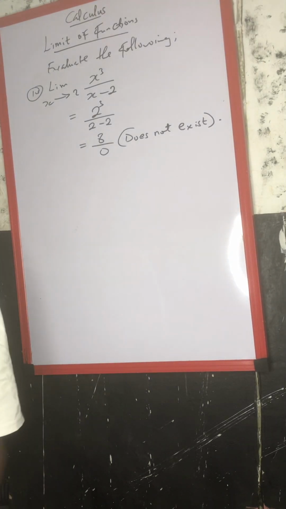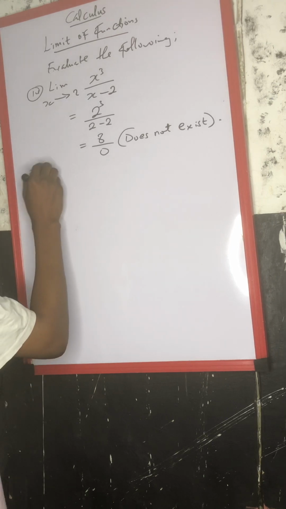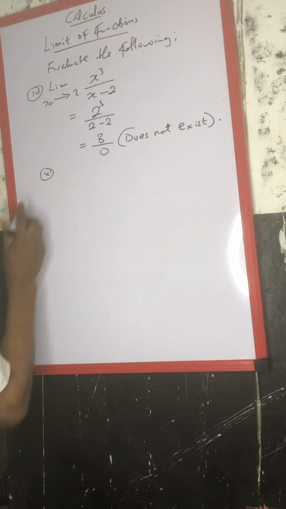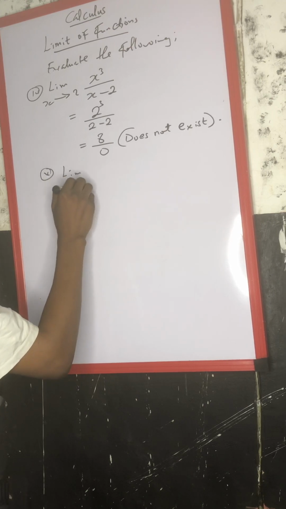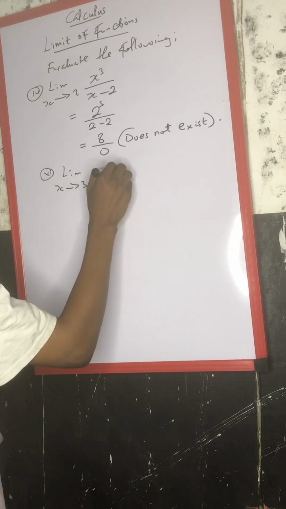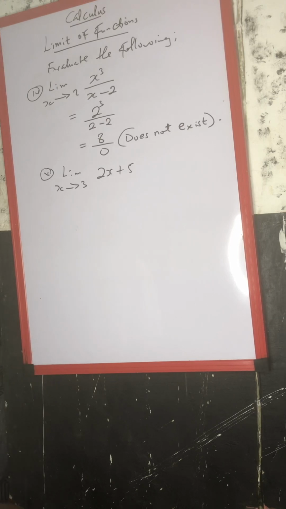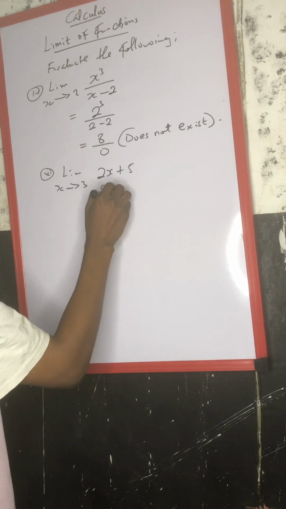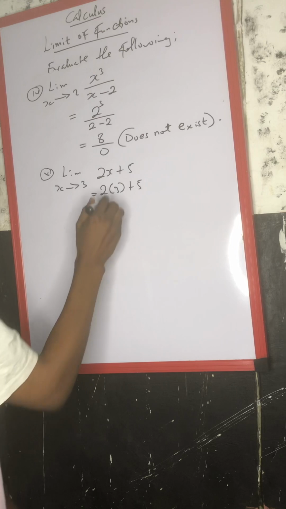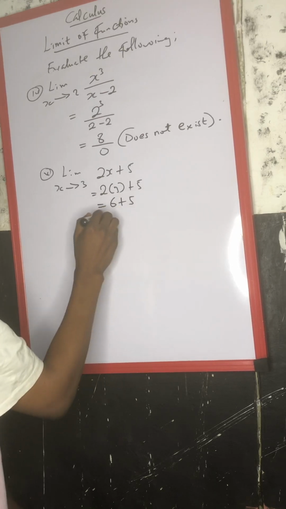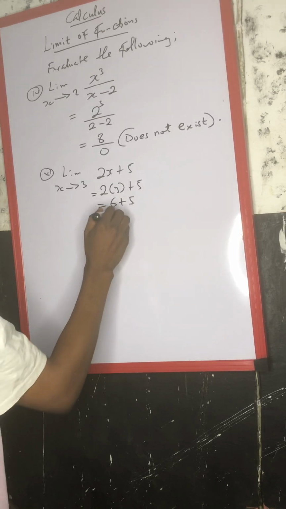Alright, so the next one, which is number 5, we have limit of x approaches 3 of 2x plus 5. I believe you can give a try now. It becomes 2 bracket 3, then plus 5, and 2 times 3 will give us 6 plus 5, and 6 plus 5 will give us 11.